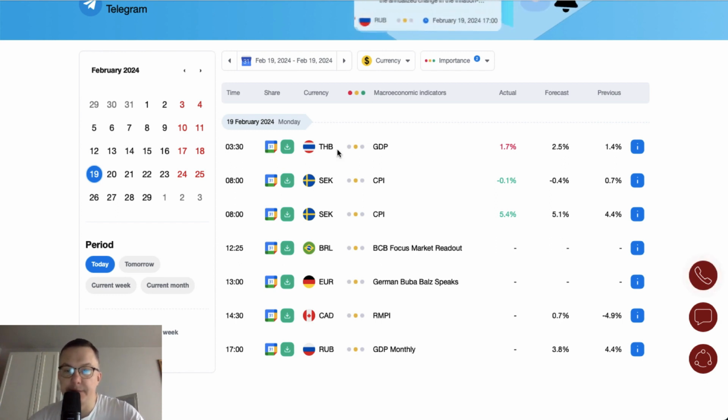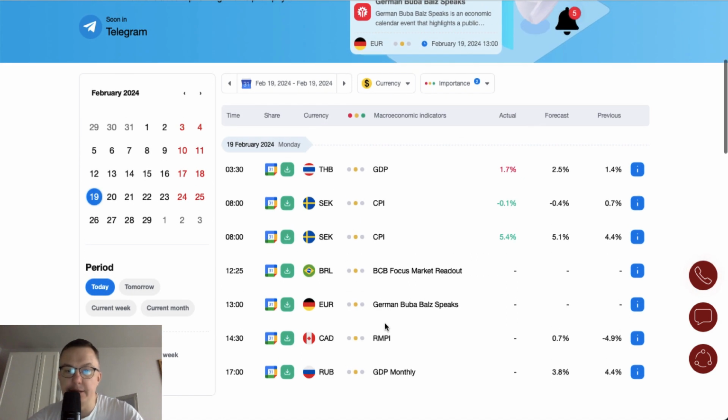There is some data from Thailand, Sweden, and Brazil. There is one speech from German Bundesbank's Balz scheduled for release at 1 p.m., and then at 2:30 we get the RMPI data from Canada. So as you can see, there isn't much data for today, Monday, February 19th, which is why there aren't any important market movers scheduled for release.